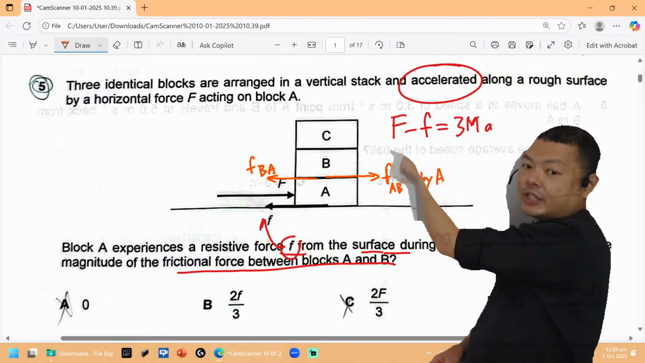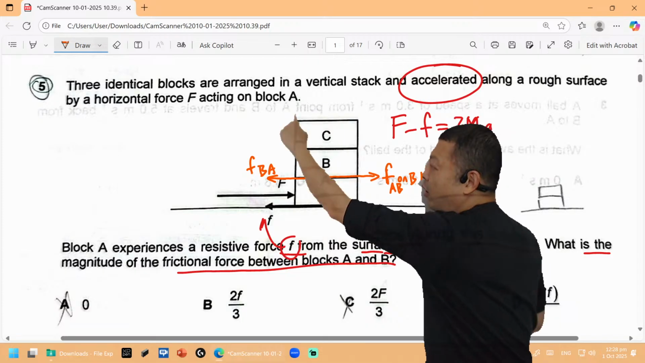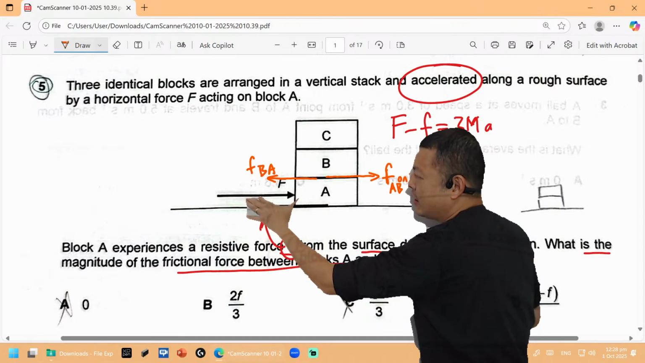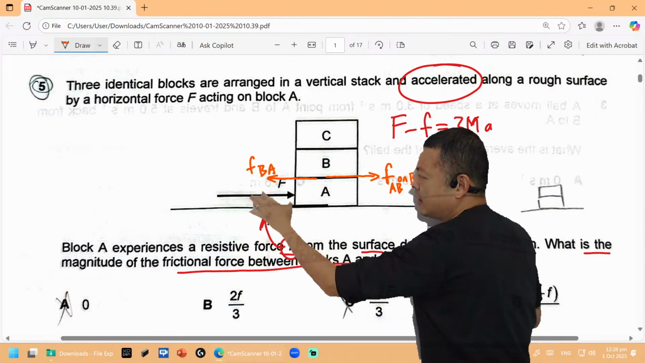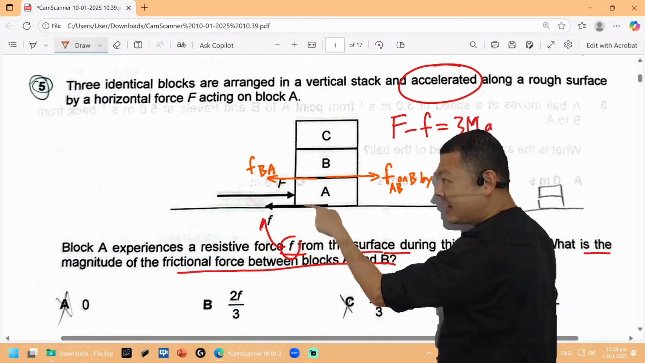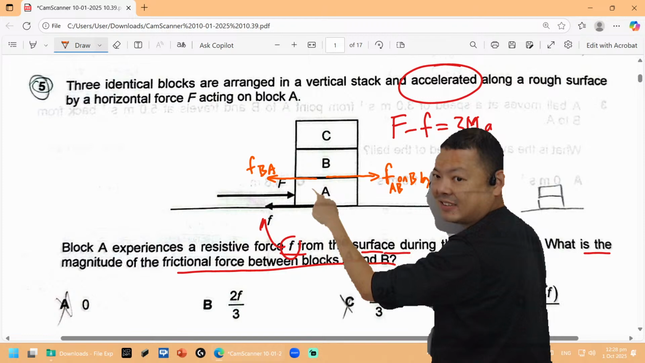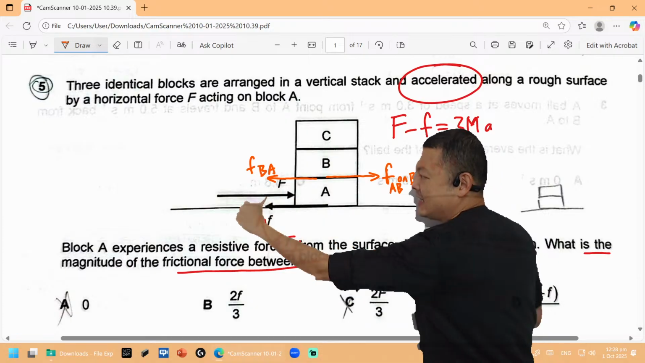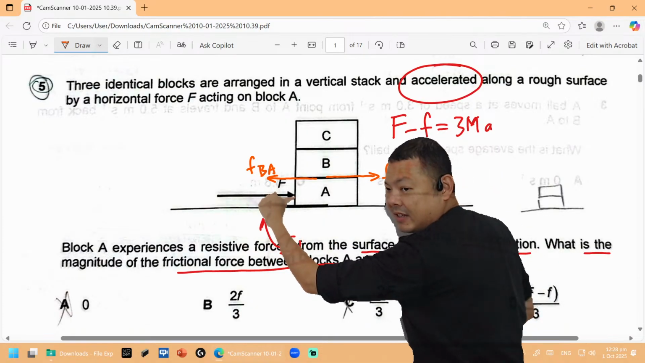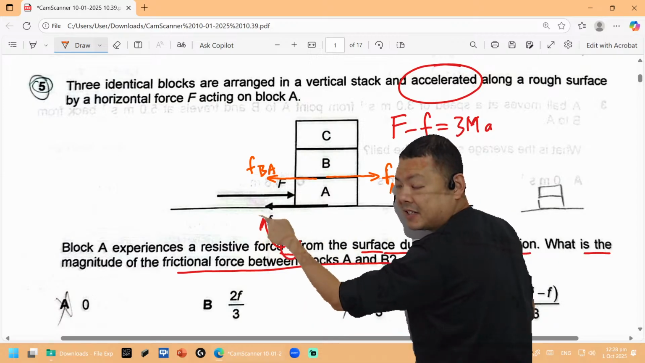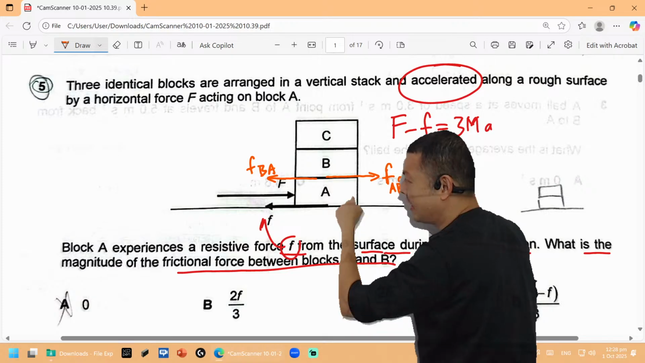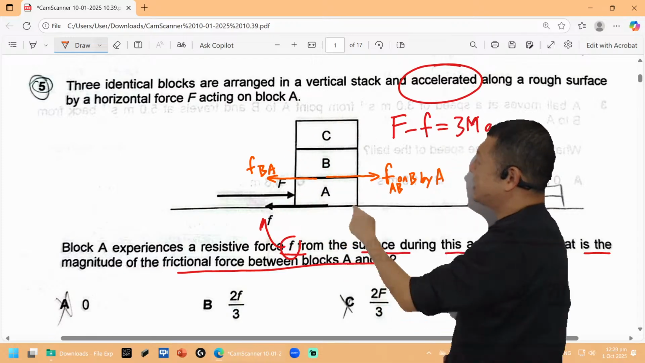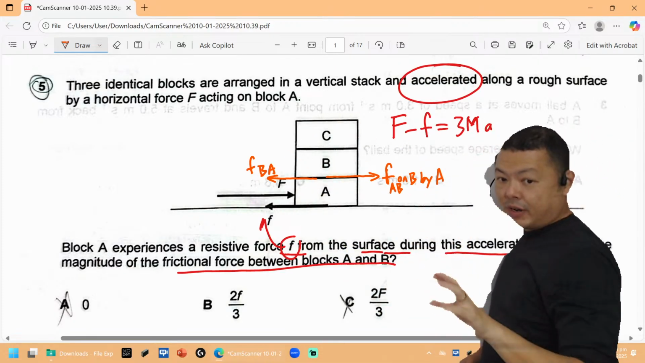When I wrote this equation, F minus F equals 3ma, I was grouping all three objects together. But if you wanted to isolate A, you technically would have to draw this force as well. If you isolate A, you need to look at A only. A has this force pushing on it, there's a frictional force by the surface, and there's a frictional force by B. That would be the same acceleration of A. But if you look at three objects, then it's F minus F equals 3ma. So it really depends on what you want to look at.